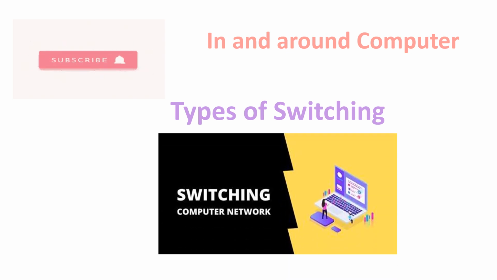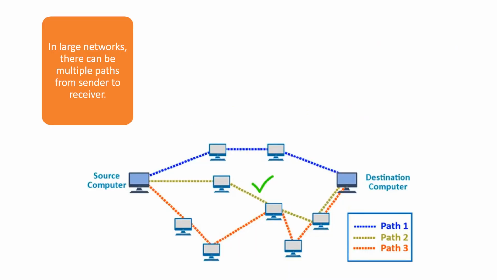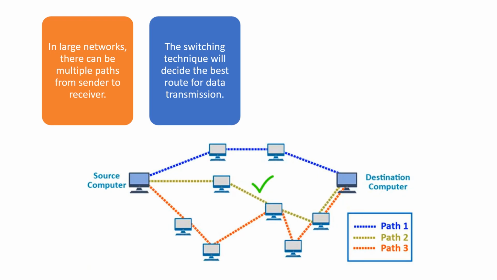In this video, we are going to see the types of switching in computer networks. In large networks, there can be multiple paths from the sender to receiver. So in this diagram, we can see from the source to the destination, there are three paths. So when the networks are larger, this switching technique will decide the best route for data transmission.